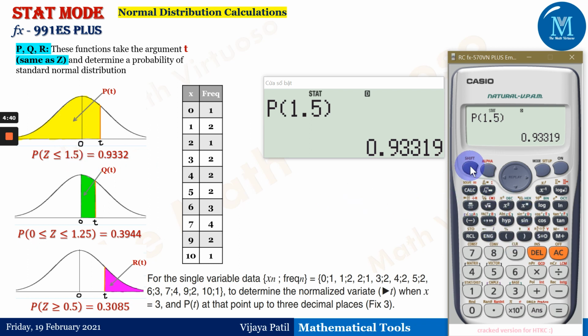Now again, suppose I want to have a negative value here. It's the same thing. I have to take the help of the keypad button. Here, suppose I put a minus sign, sorry, it's 1 with a minus sign. And if I press enter, then I will get the value here. This is again the P value at the point minus 1.5.